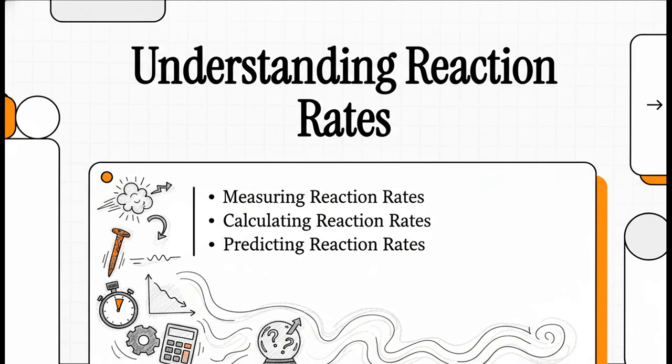Some things in life are incredibly fast, right? Like an explosion. And some things are incredibly slow, like a nail rusting over years. But how do we actually put a number on that speed? Well, today, we're going to get into the science of chemical reaction rates, how we measure, calculate, and even predict the speed of chemistry itself.